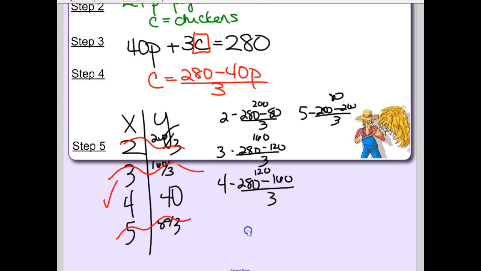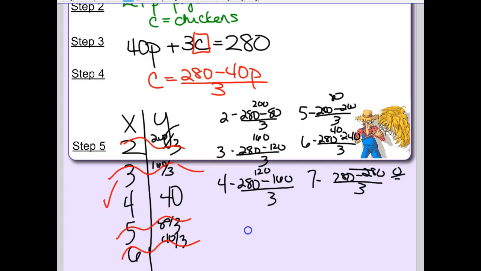Okay. How about if we try 6? If we try 6, what happens? 280 minus, well, that's going to be 240 over 3. So is 40 divisible by 3? No, we got another fraction. Guess what? We have to reject. We got to try one more. Let's try 7. Why do I say we have to try 7? Because we got 280 minus 280 over 3. What's 0 divided by 3? 0. All right? So 7, 0 works. That is a whole number solution.